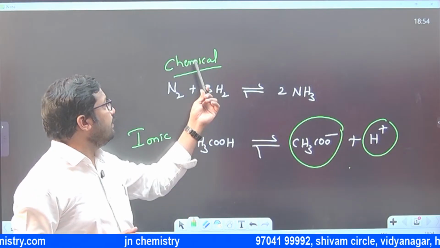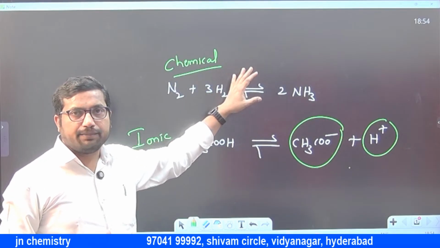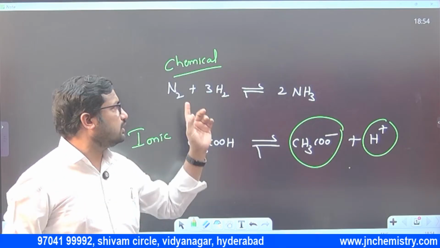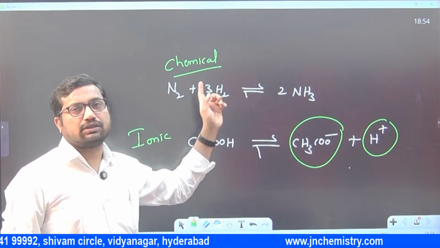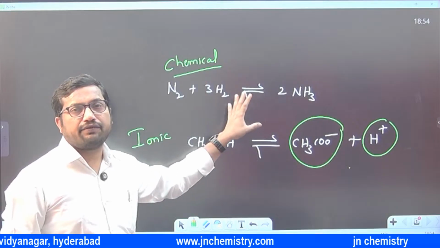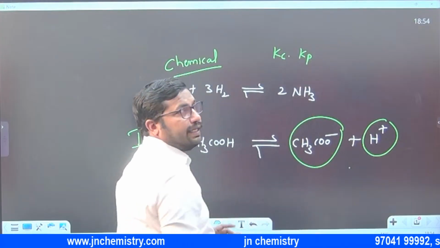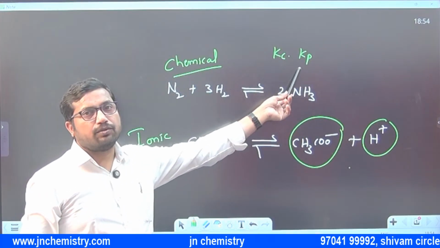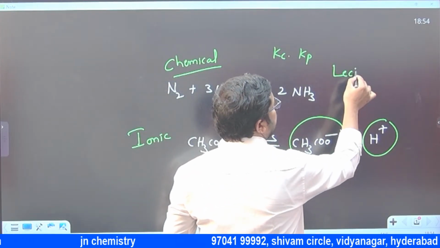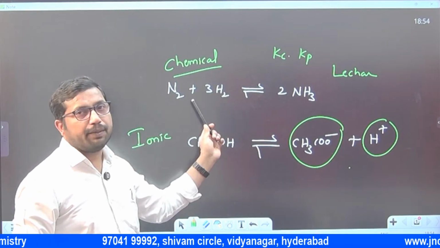In chemical equilibrium, what will we do? First we will do the classification: homogeneous equilibrium, heterogeneous equilibrium, meaning whether all are in the same phase. Then reversible, irreversible, dynamic, static, physical equilibrium, chemical equilibrium. Then we'll discuss Kc, Kp, and the Kc-Kp relationship. Majorly the problems are asked from Kc, Kp and Le Chatelier's principle. These things we will discuss in chemical equilibrium.